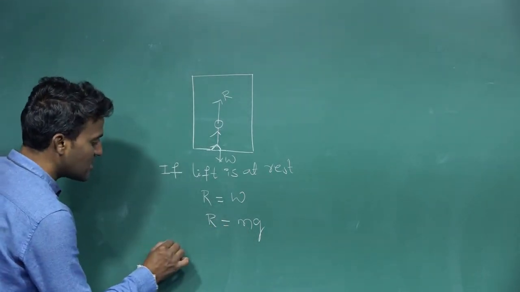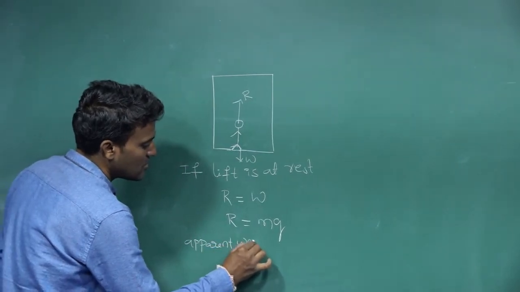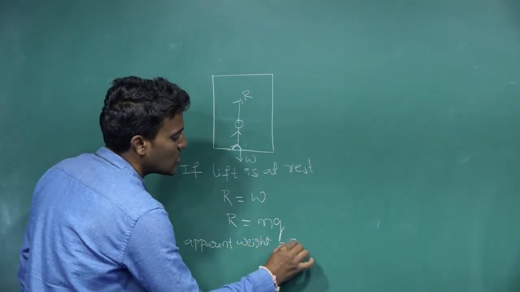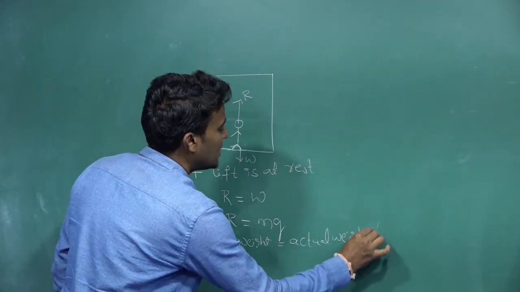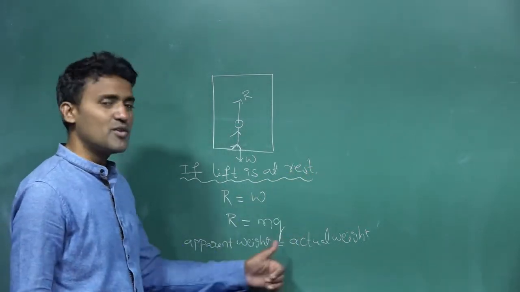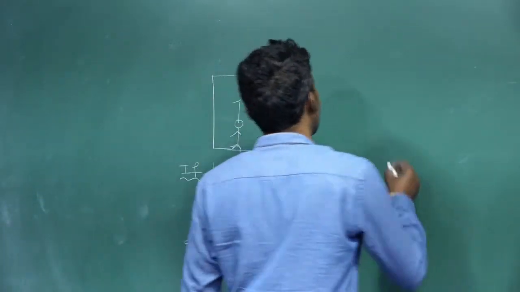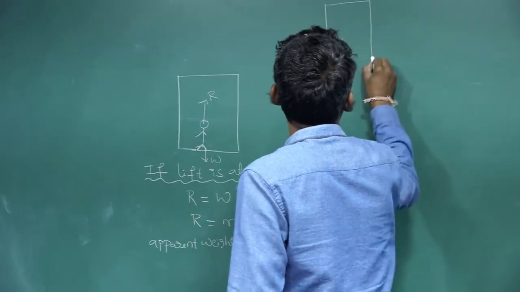This we can write as: apparent weight is equal to actual weight when the lift is at rest position. Okay. Now, if the lift is moving with a uniform velocity, isn't it?